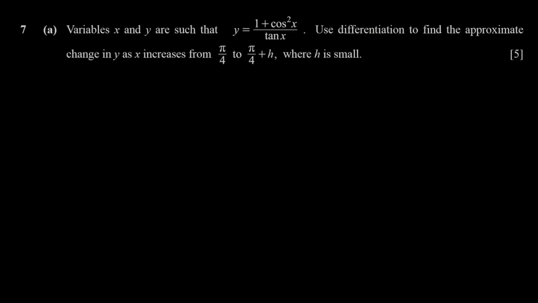Okay, next question here, question 7. We've got the variables x and y are related such that we've got this expression here. Use differentiation to find the approximate change in y as x increases from this to this.